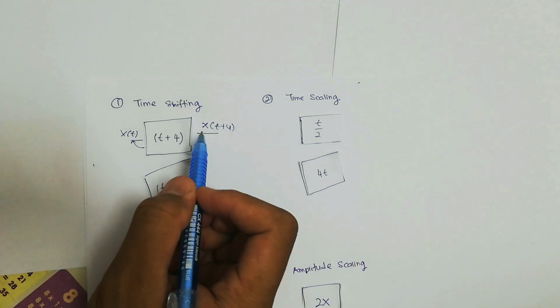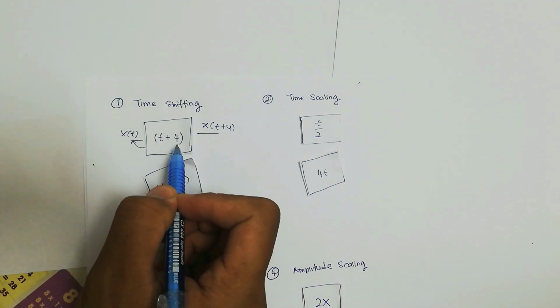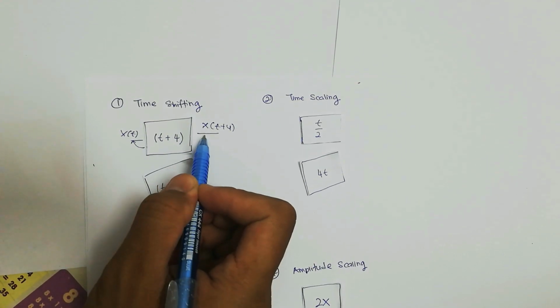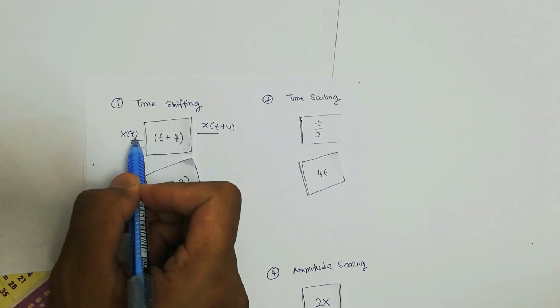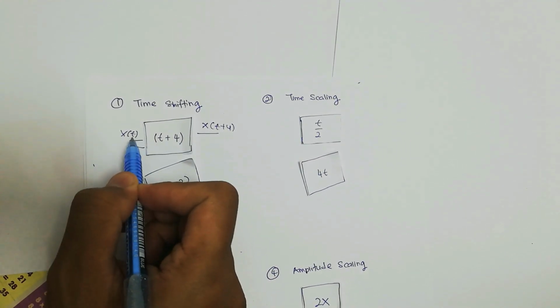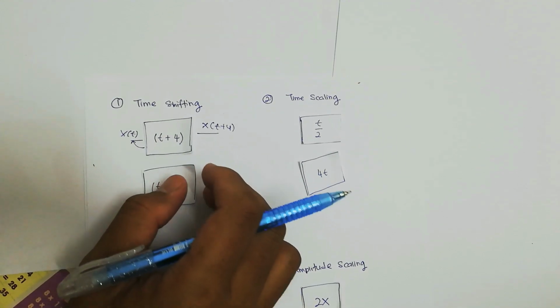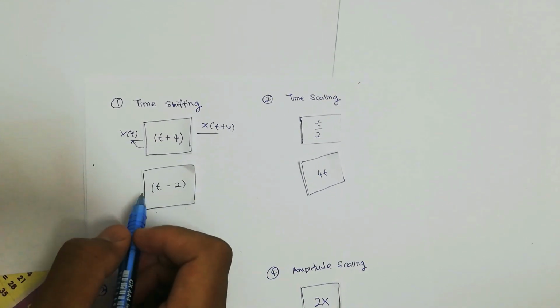So the output of this time shifting system, or advanced system, is x(t+4), where you need to replace t with t+4.